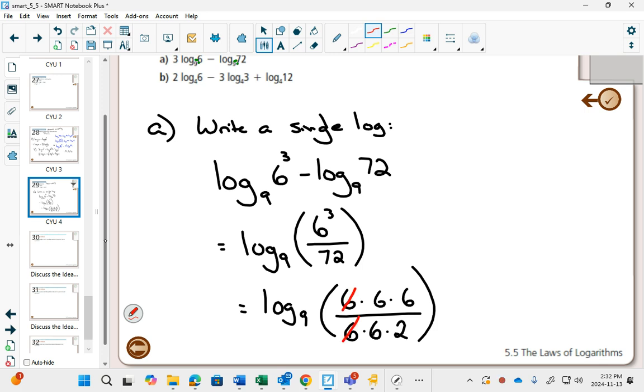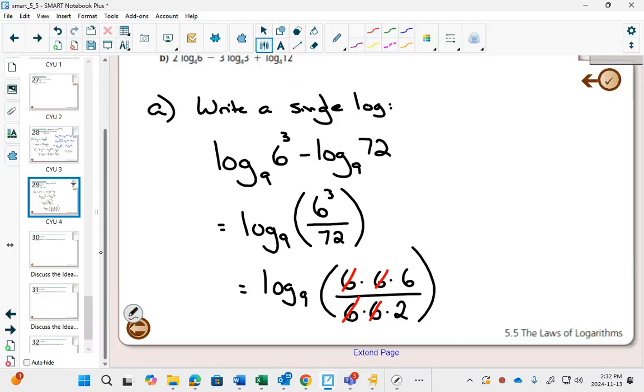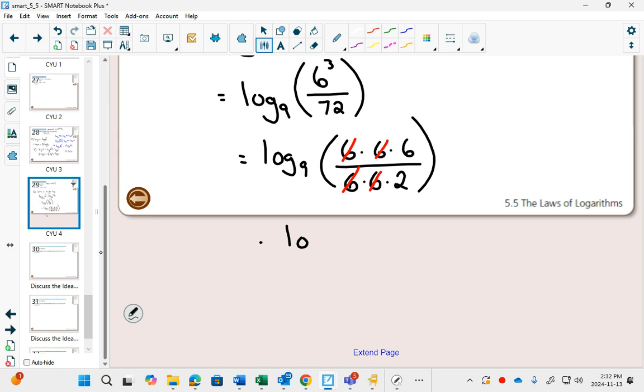And then I'm like, ooh, yeah. Things simplify nicely. All those 6's will cancel out. And then we're just left with 6 divided by 2, which is log 9 of 3. And you have 2 options from this point, because we still need to evaluate. Evaluate means come up with a number.